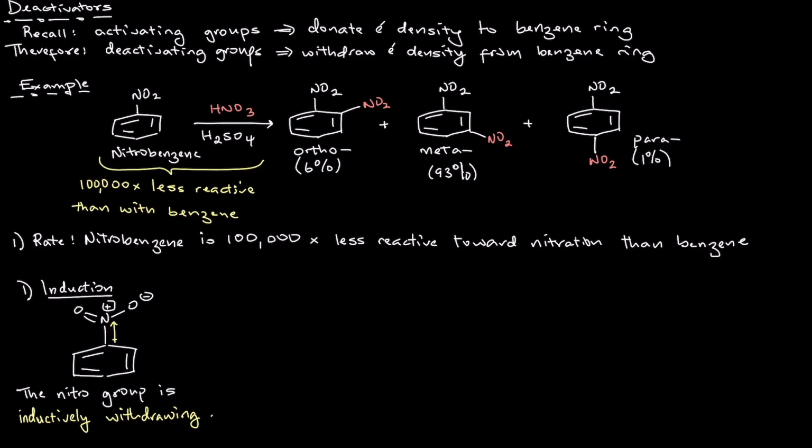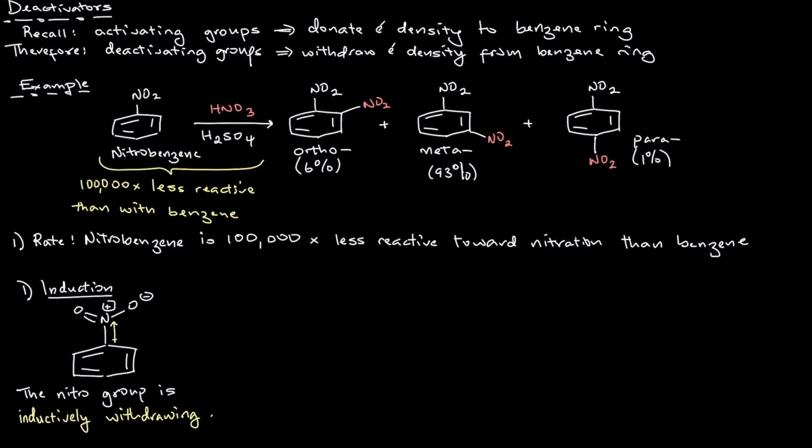The first thing we look at is induction. So consider the nitro group on your benzene ring. It's pretty clear that the nitro group is going to be withdrawing electron density from that benzene ring. Once again, if you just focus on the dipole moment between the carbon and nitrogen bond, you would see that that's going to be inductively withdrawing. In addition, it's even more inductively withdrawing because that nitrogen is already electron deficient. It has that positive charge on it, which would mean that it really wants electrons. It's going to be trying to pull electron density away from that ring even more.